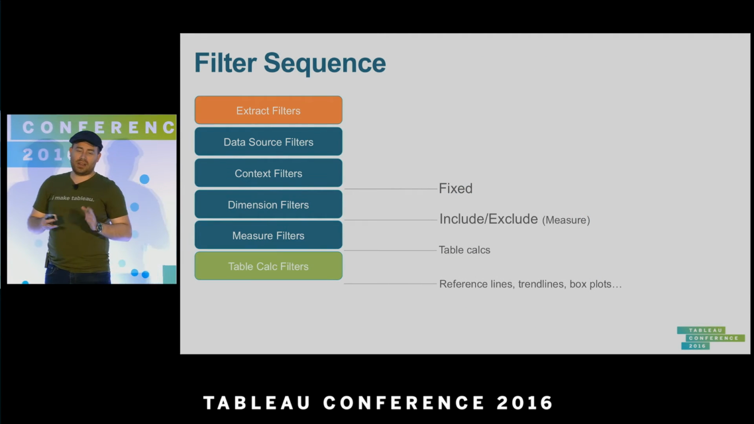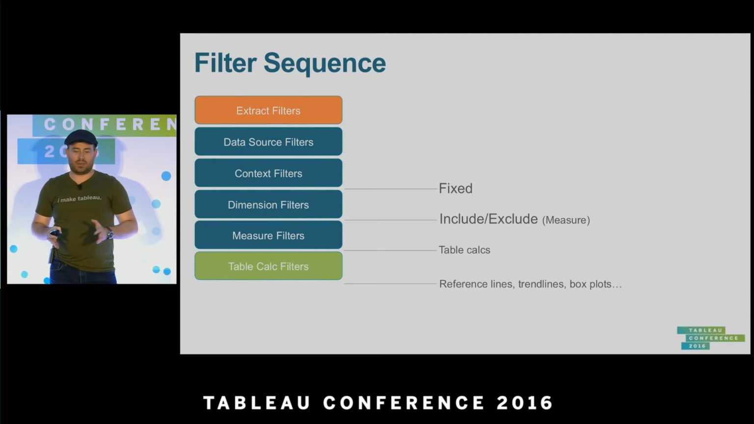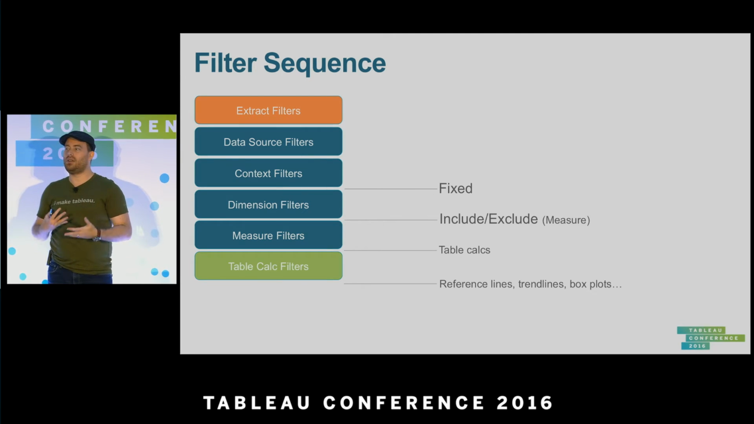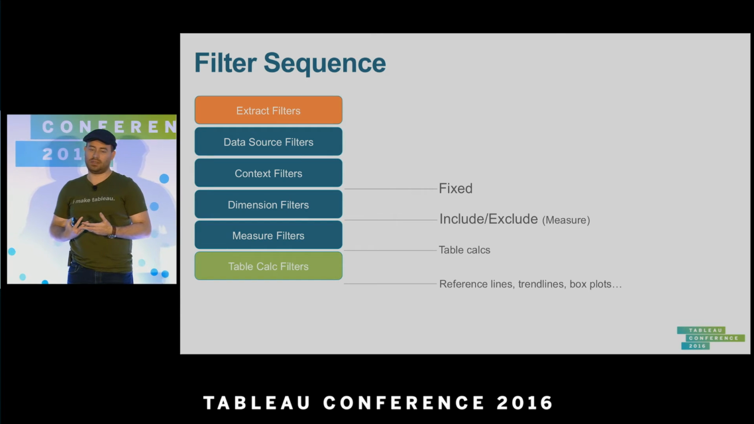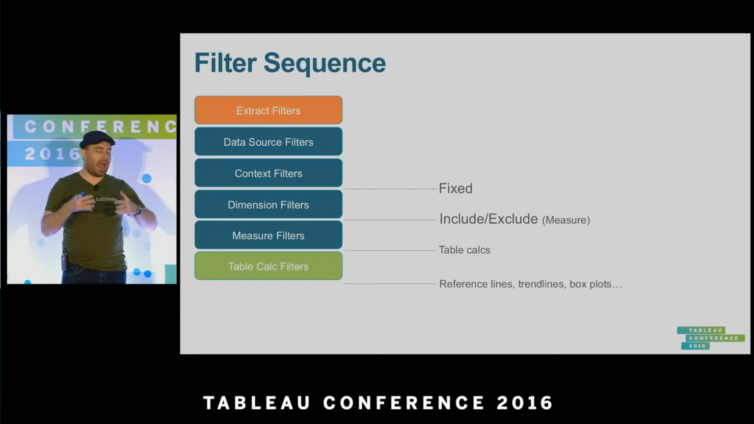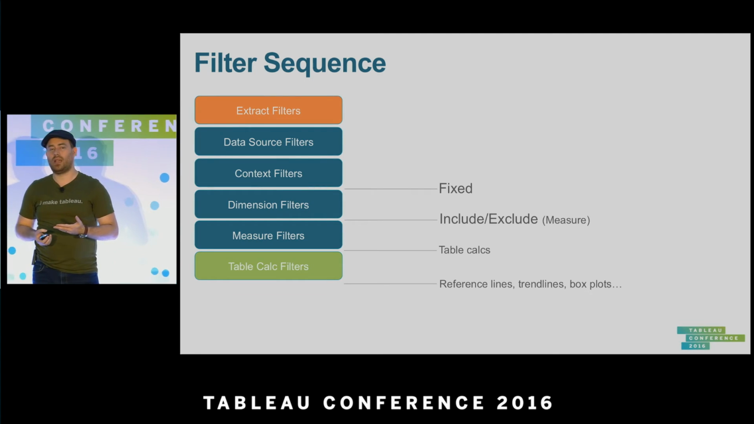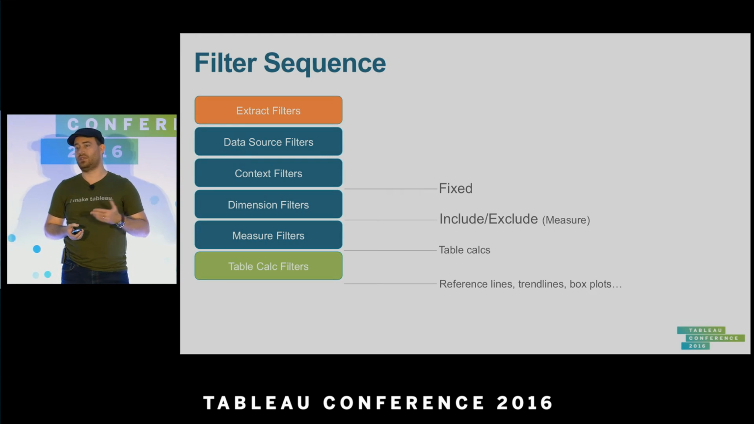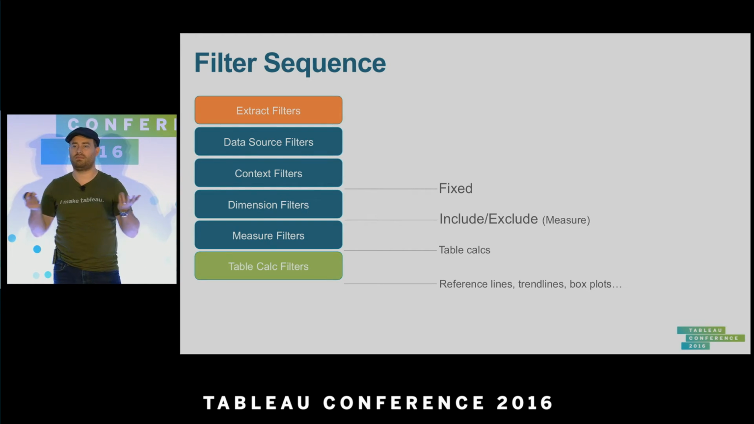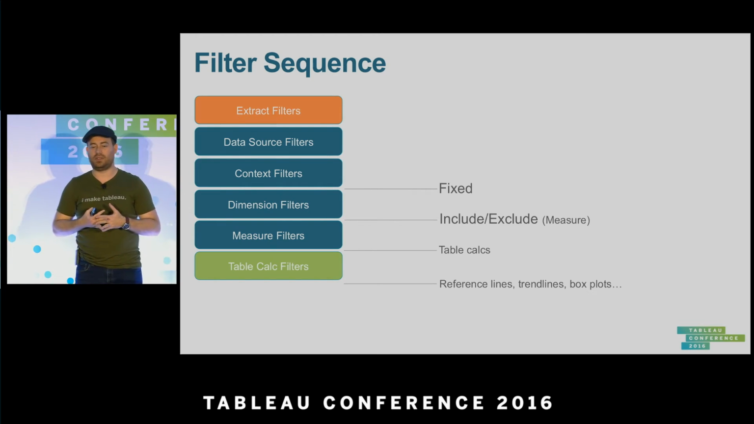OK, so another crucial part of level of detail expressions is the filter sequence. And it allows you to do a lot of cool tricks with level of detail expressions. So it's good to understand how filters work in Tableau and how you can take advantage of it. It also impacts whether you choose between a table calc and an LOD calc for doing the same task. So here are the different kinds of filters you can do in Tableau. I put different colors. Extract filters is orange because if you don't have an extract, you don't have an extract filter. So that's specific to that case.